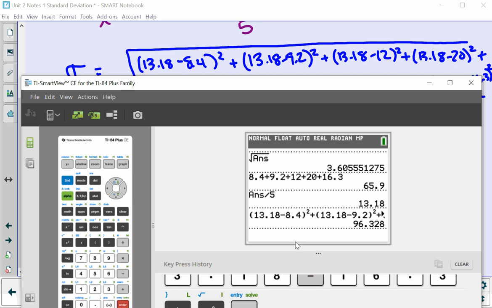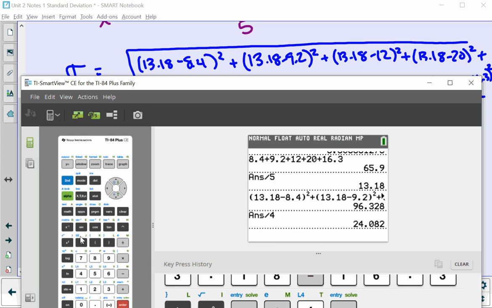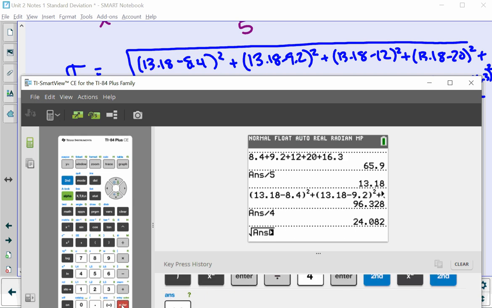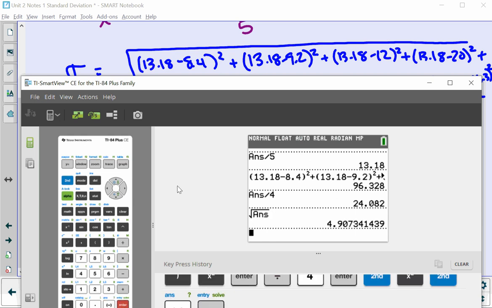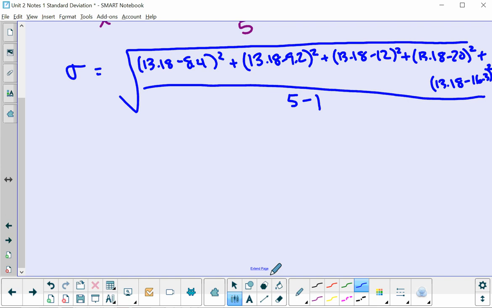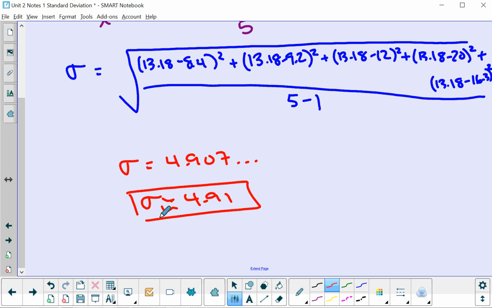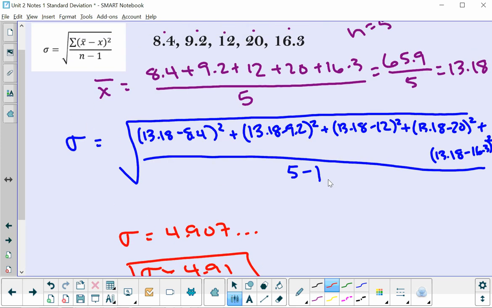Okay, the next thing I need to do is divide that by my n minus 1, which gives me 4, because 5 minus 1 is 4. And there's the 24.082, and I'm going to take that and do second square root, second answer. 4.907, about 4.91. So if I come back over here, I've got a standard deviation of 4.907, or in other words, approximately 4.91. Again, it doesn't really matter where you round here. You can use the round off rule if you want, or you can just round to a place that seems logical, and that will work as well. All right, so there's our standard deviation.